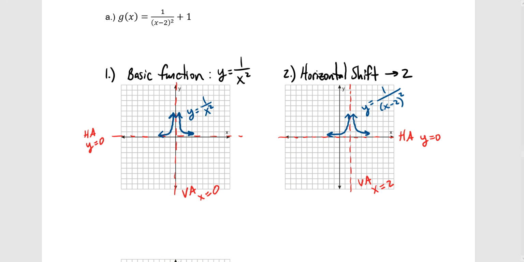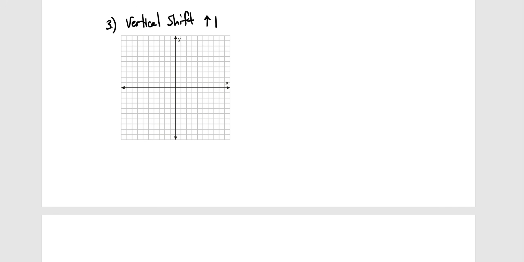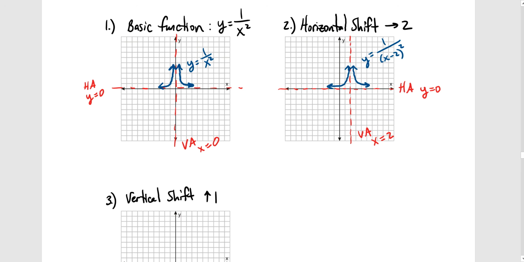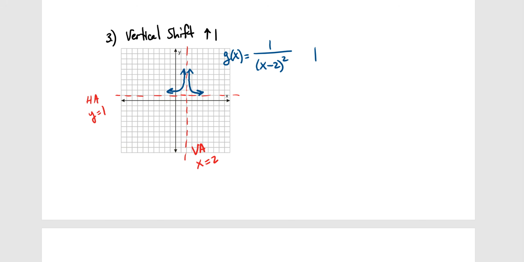And for the last thing here, there's no stretching or shrinking, there's no reflection. There's this plus 1, which is a vertical shift up 1 unit for this last step. And we're going to base that off of our step 2 graph, so we're going to move everything up 1 unit. And our graph would look something like this for g of x. So notice that the horizontal asymptote got moved up 1, so it's now at y equals 1.